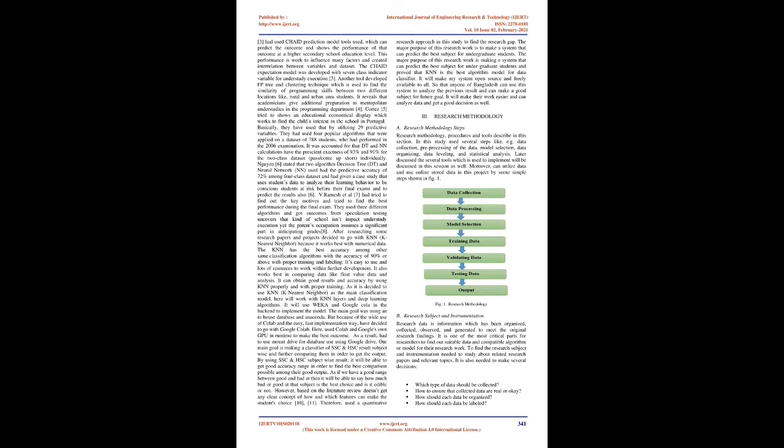[6] stated that 2 algorithms, decision tree, DT, and neural network, NN, had a predictive accuracy of 72% among the 4-class dataset, and gave a case study that uses students' data to analyze their learning behavior, to make students aware they are at risk before their final exams and to predict the results.